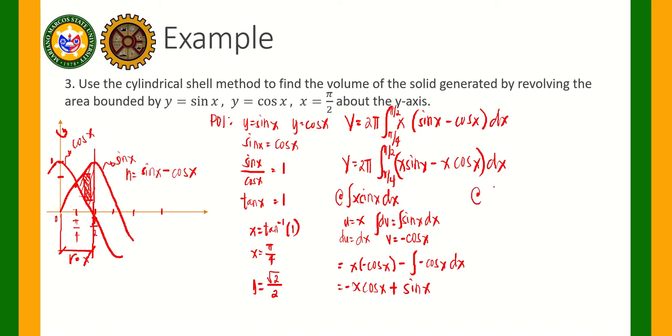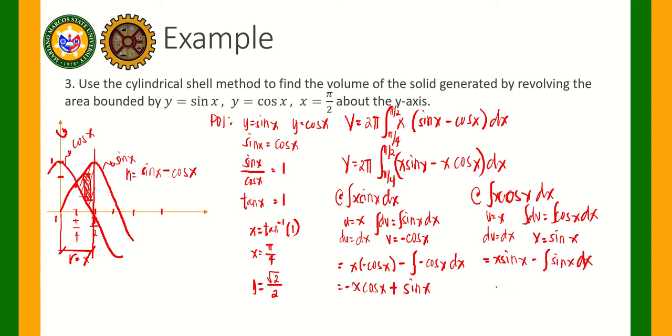Now, for the second term, the integral of x cosine x dx. So, let u be equal to x, du be equal to dx, dv is equal to cosine x dx, then integrate natin. Therefore, v is equal to positive sine x. So, this is equal to x sine x minus the integral of sine x dx.